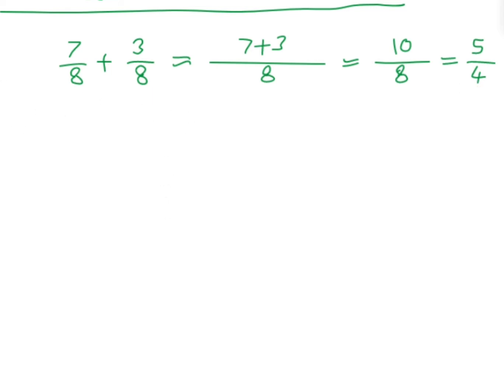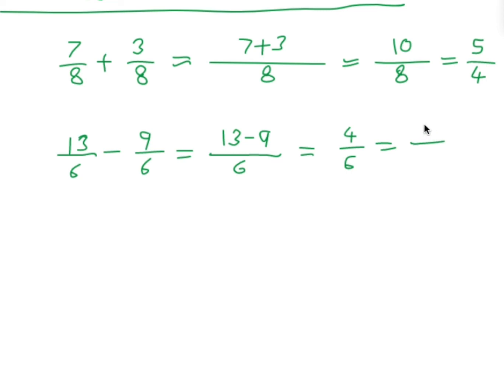Now we can take 13 upon 6 minus 9 upon 6. Here also the denominator is the same, so keep it, and now we can easily subtract the numerators. So this is 4 upon 6, and here 2 is the greatest common factor, so we can divide. 4 divided by 2 is 2, 6 divided by 2 is 3.